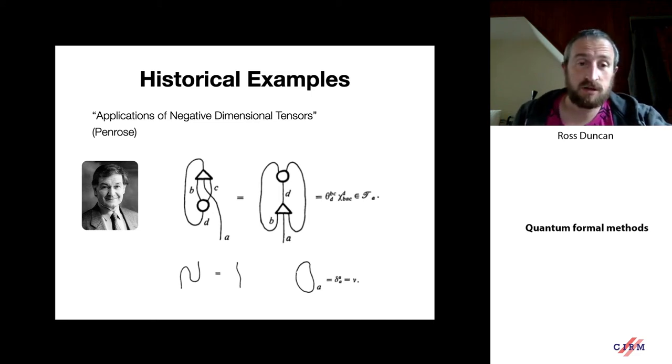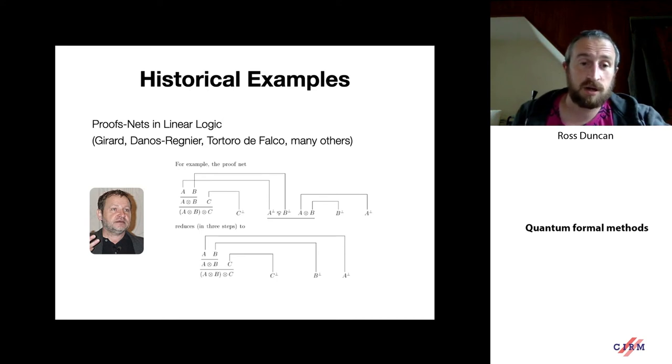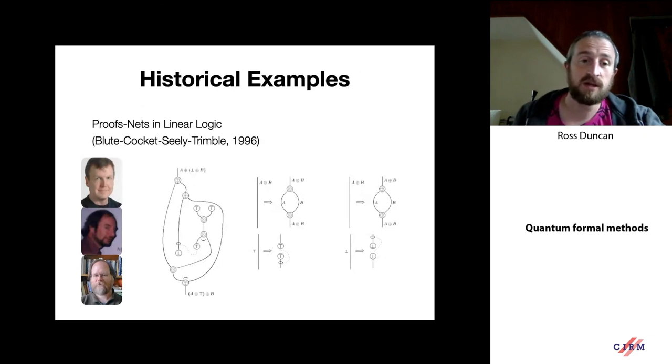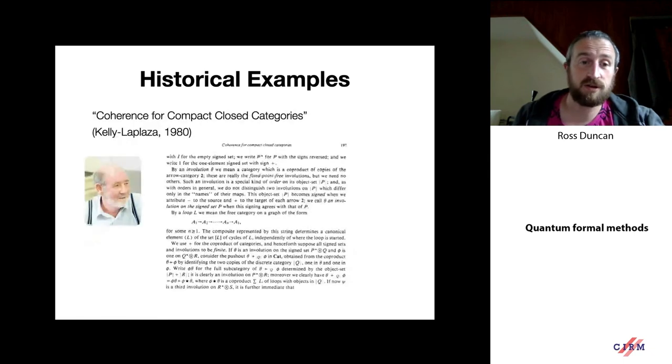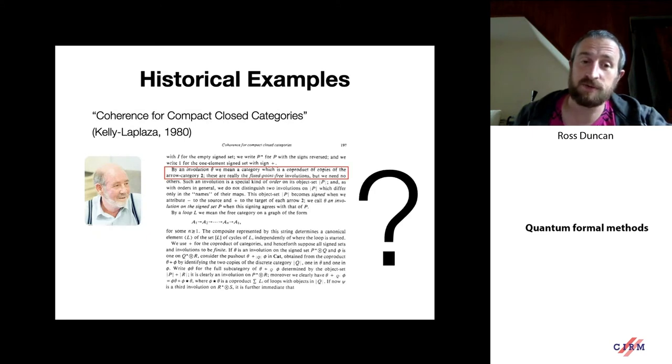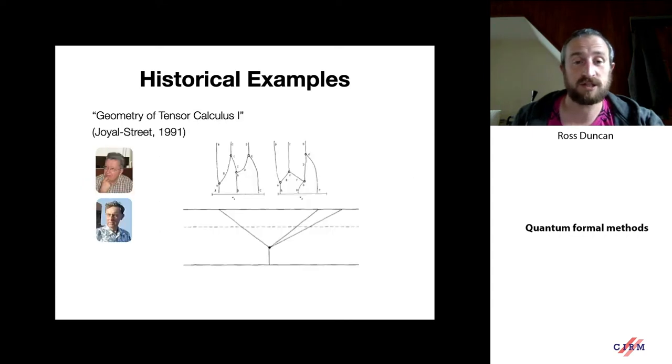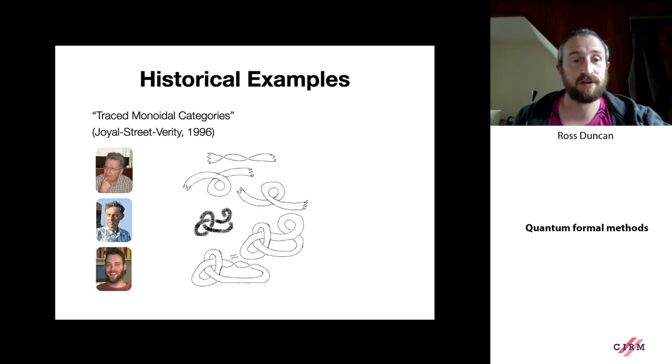In logic, the proof nets from linear logic, which are shown here one-sided, and here, in later development, two-sided ones, and Lafont's interaction combinators. Lots of stuff in category theory, for example compact closed categories. You don't see any diagrams here, but this is secretly a paper all about diagrams, which is extremely frustrating, that it doesn't actually have any diagrams in it. The other examples from category theory are, of course, the Joyal-Street tensor calculus and Joyal-Street-Verity traced monoidal categories.